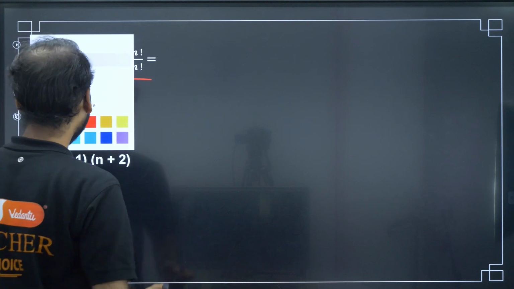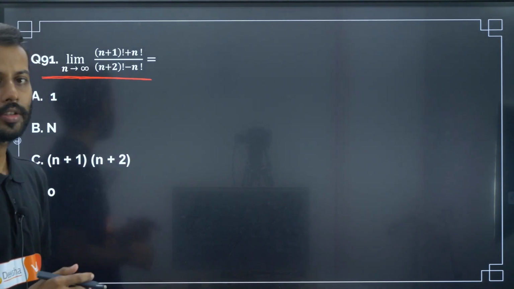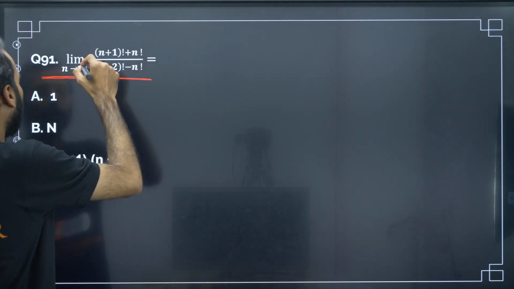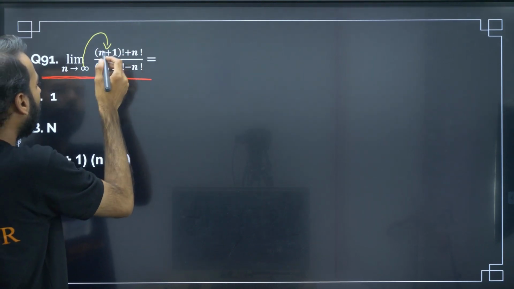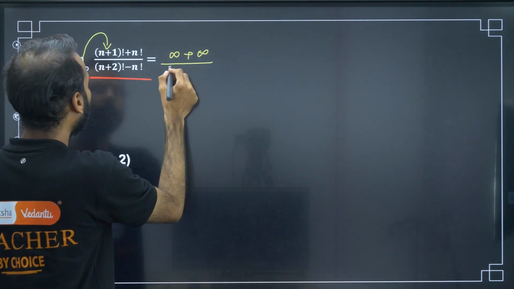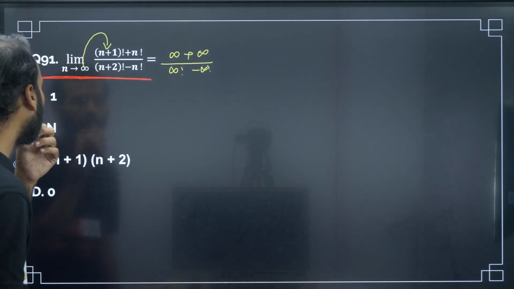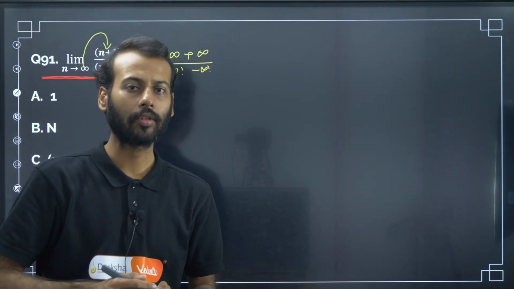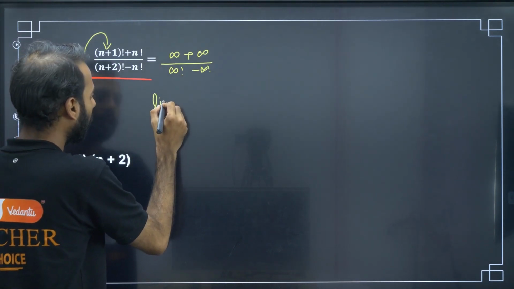In my previous video, I already explained that whenever a limit question comes, the very obvious first step is to go for direct substitution. So let me go for direct substitution. The moment I substitute, we are getting infinity plus 1, infinity plus infinity by infinity factorial minus infinity factorial, something like this. So the first attempt is direct substitution. Now we have to think of some other methods. What other methods can we think of?